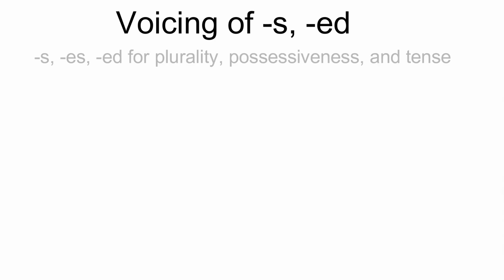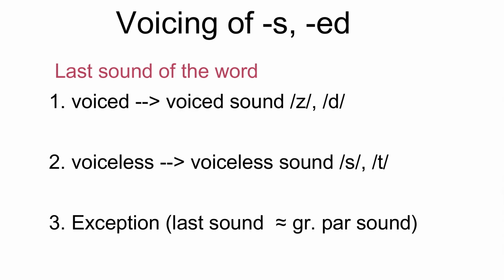Voicing of s or es. Knowing whether a sound is voiced or voiceless is especially useful to pronounce grammar particles like s, es, ed, which we use to indicate plurality, possessiveness, and tense. How these grammar particles sound depends on the last sound of the word the particles are attached to.